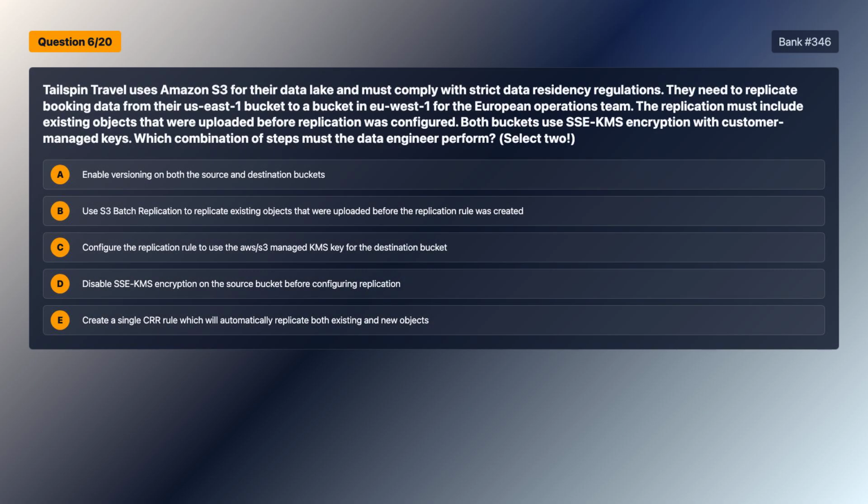Question 6. Tailspin Travel uses Amazon S3 for their data lake and must comply with strict data residency regulations. They need to replicate booking data from their AP-South-1 bucket to a bucket in EU-South-1 for the European operations team. The replication must include existing objects that were uploaded before replication was configured.